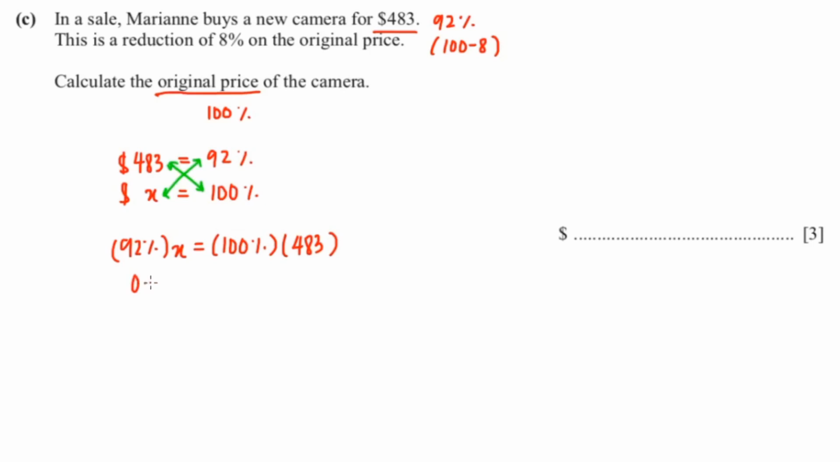So now I'm just going to change the percentages to decimals, so that 0.92x equals 1 times 483. So x would be 483 divided by 0.92. Just plug these values into your calculator, and you should get $525. So the original price of the camera is $525.